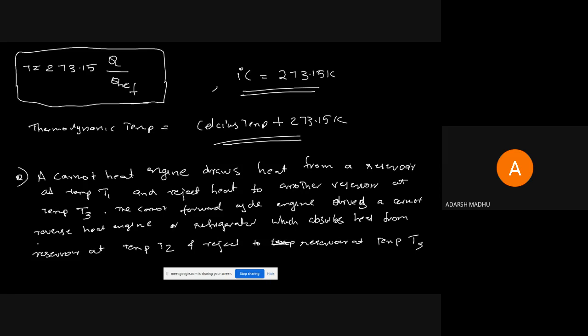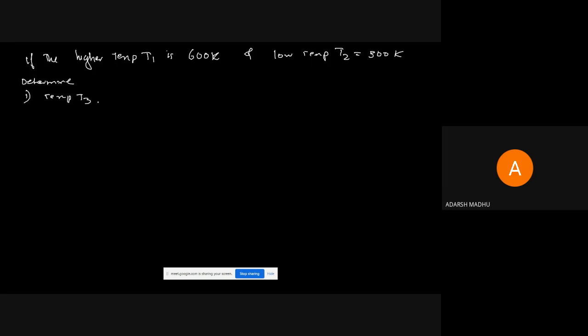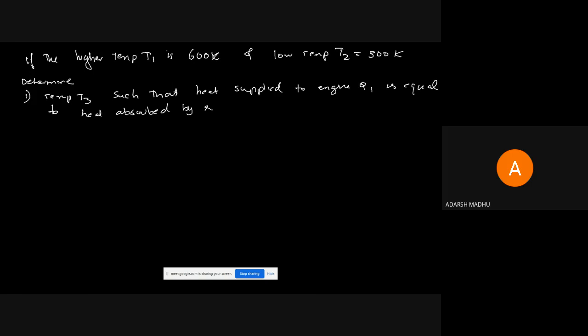If the higher temperature T1 is 600 Kelvin and the low temperature T2 equals 300 Kelvin, determine, first one, the temperature T3 such that the heat supplied to the engine Q1 is equal to the heat absorbed by the refrigerator Q2. Simply you can say Q1 equals Q2.